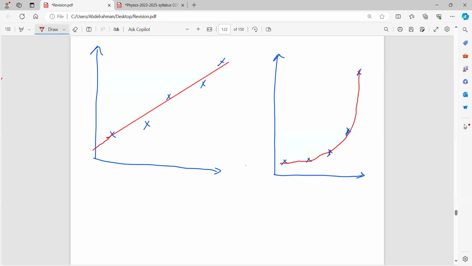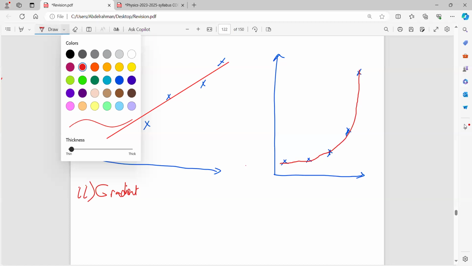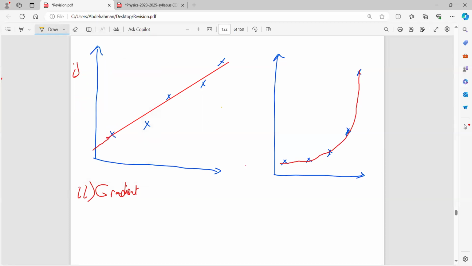Okay, some questions. For example, in part I, he wants to find the gradient. Let's do the question for the gradient, and then I'll do another question. If he wants to find the gradient, how do I find the gradient? The gradient is very easy. You have to use the triangle method.